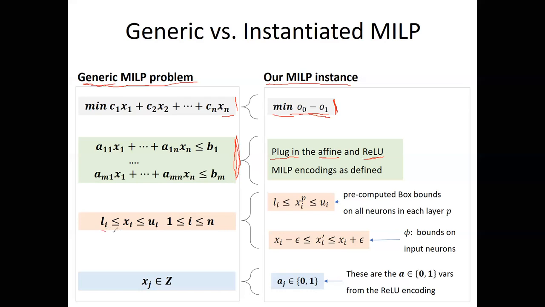Over here, these are some additional lower and upper bound restrictions on the xi variables. In our case, we are going to have a couple of such restrictions. One are the restrictions that we get from running the box certificate, the box analysis, to compute the lower and upper bounds for every neuron, and we just stick it in here. At every layer P, we take all the neurons xi, and for every neuron xi, we just put the lower and upper bound.